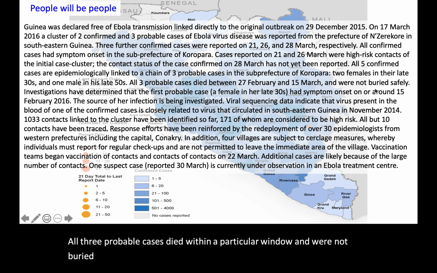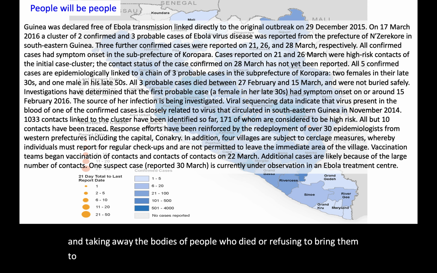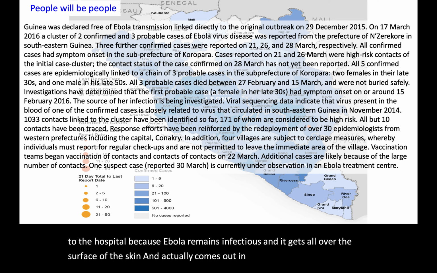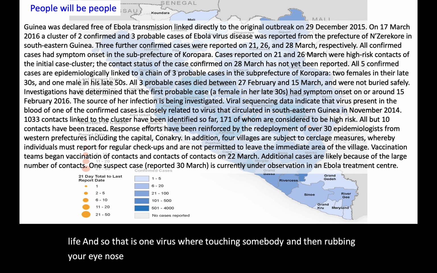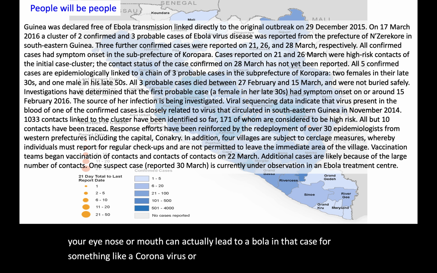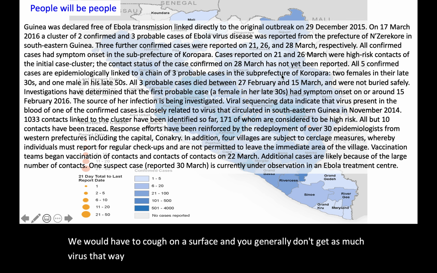So what was happening then is that relatives were coming in and taking away the bodies of people who died or refusing to bring them to the hospital because Ebola remains infectious and it gets all over the surface of the skin. It actually comes out in the sweat in the last days of life. And so that is one virus where, yeah, touching somebody and then rubbing your eye, nose, or mouth can actually lead to Ebola in that case. For something like a coronavirus or a flu virus, somebody would have to cough on a surface, and you generally don't get as much virus that way either. It's a relatively low amount.